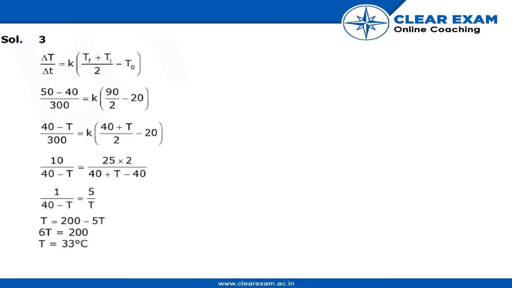So now in this we would basically find the equation in terms of K. After that we would convert it into terms of T, which would be equal to 1 by (40 minus T) is equal to 5 by T. From this we simply find the value of T, which would be 33 degrees centigrade.